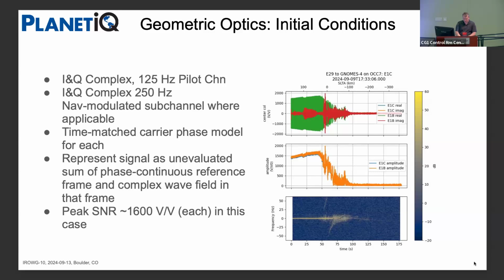Okay, so talking our way through the order of operations, we're going to work with a Galileo profile, for example, here. Starting with IQ complex data, we record 125 hertz for the pilot subchannel and 250 hertz for the data subchannel. We time match the carrier phase model for both of them. So we're collecting both signals, but they're using exactly the same reference frame. And we've done that so that it makes it easier to combine the pilot and data subchannels on the ground. In this case, each of the subchannels is bringing down 1600 volts per volt square root hertz.